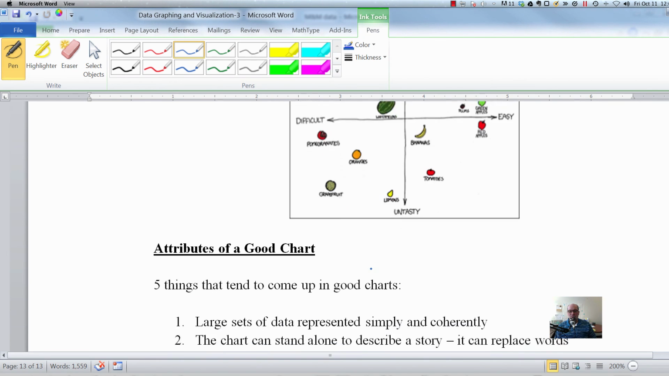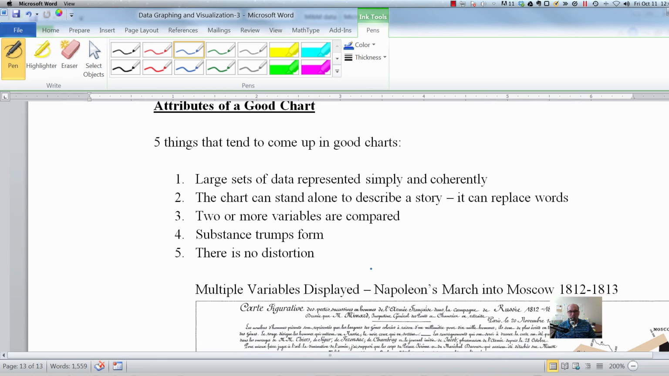All right, final thing. This comes out of the textbook, but there are 5 things that tend to come up in good charts. First, large sets of data that are represented simply and coherently. The chart can stand alone to describe a story, so it replaces words. What that means is oftentimes we have to make sure it's very clear what's going on, axes are in there, but you could just display it and then just talk about it.